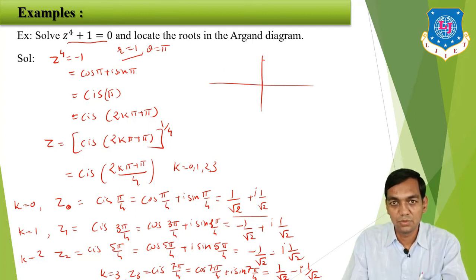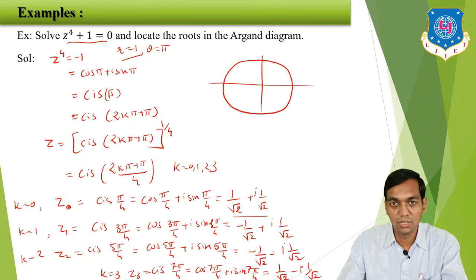First you have a radius 1, so draw the circle having radius 1. The first angle is pi by 4. That means here you have pi by 4. So this point is your Z0. This angle is pi by 4. In the same manner 3 pi by 4, so this point is your Z1. In the same manner 5 pi by 4 is Z2, and in the same manner 7 pi by 4 is Z3.